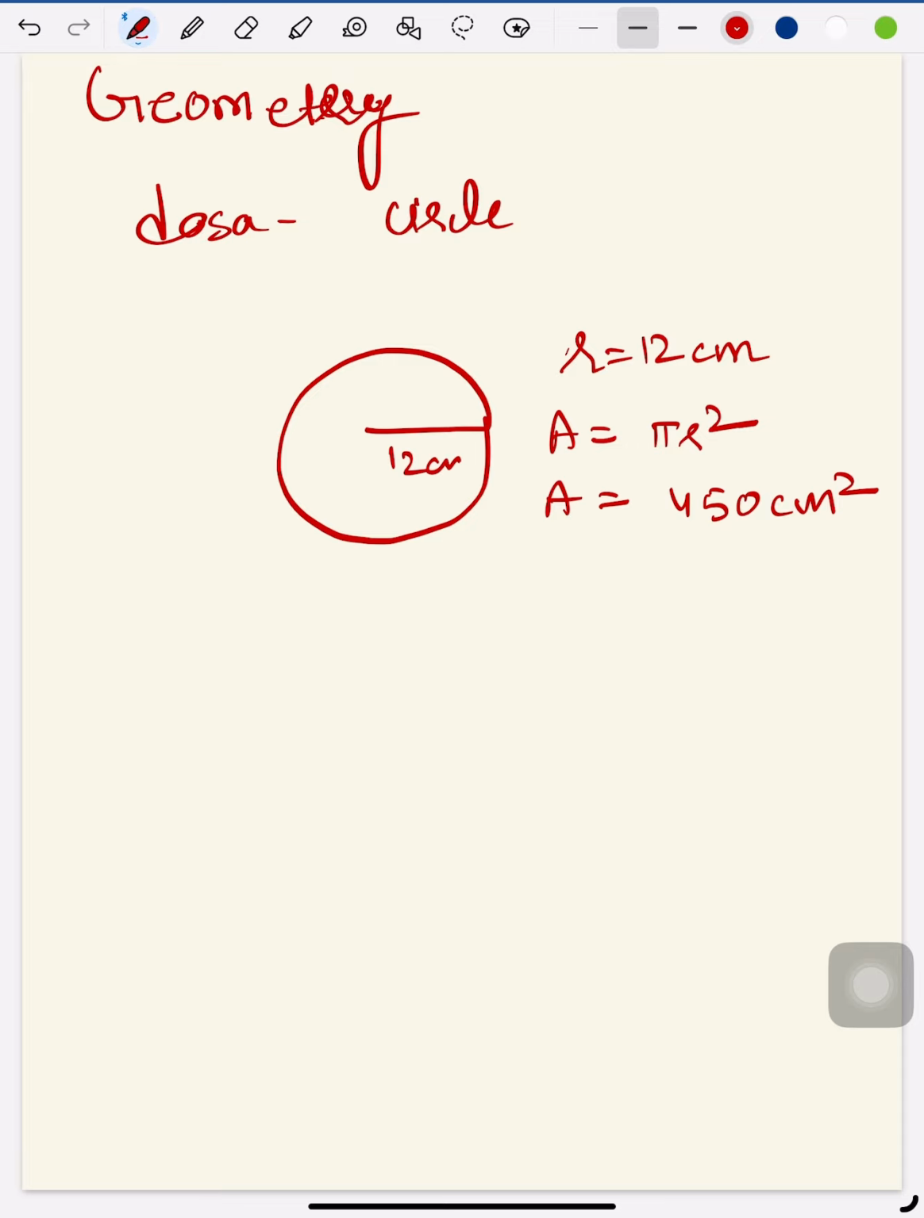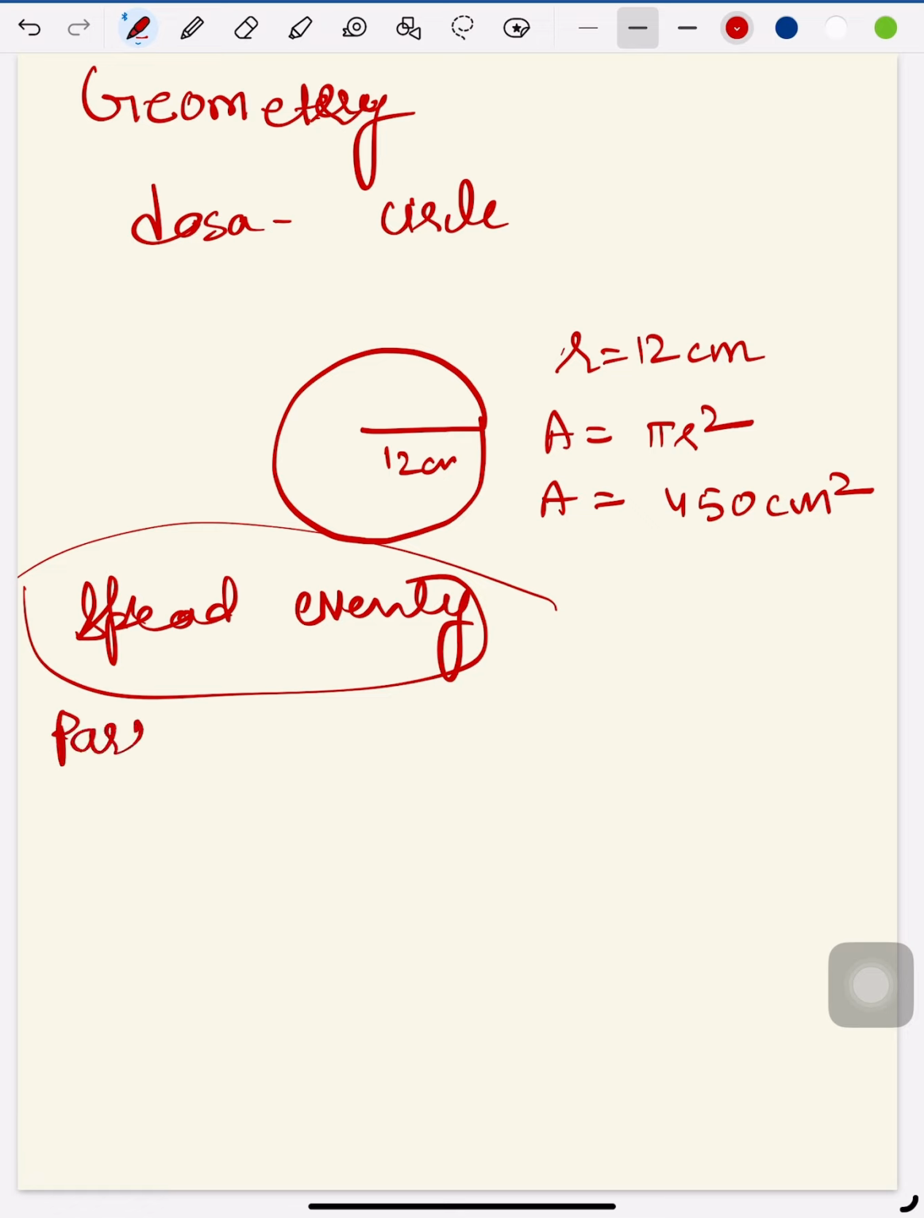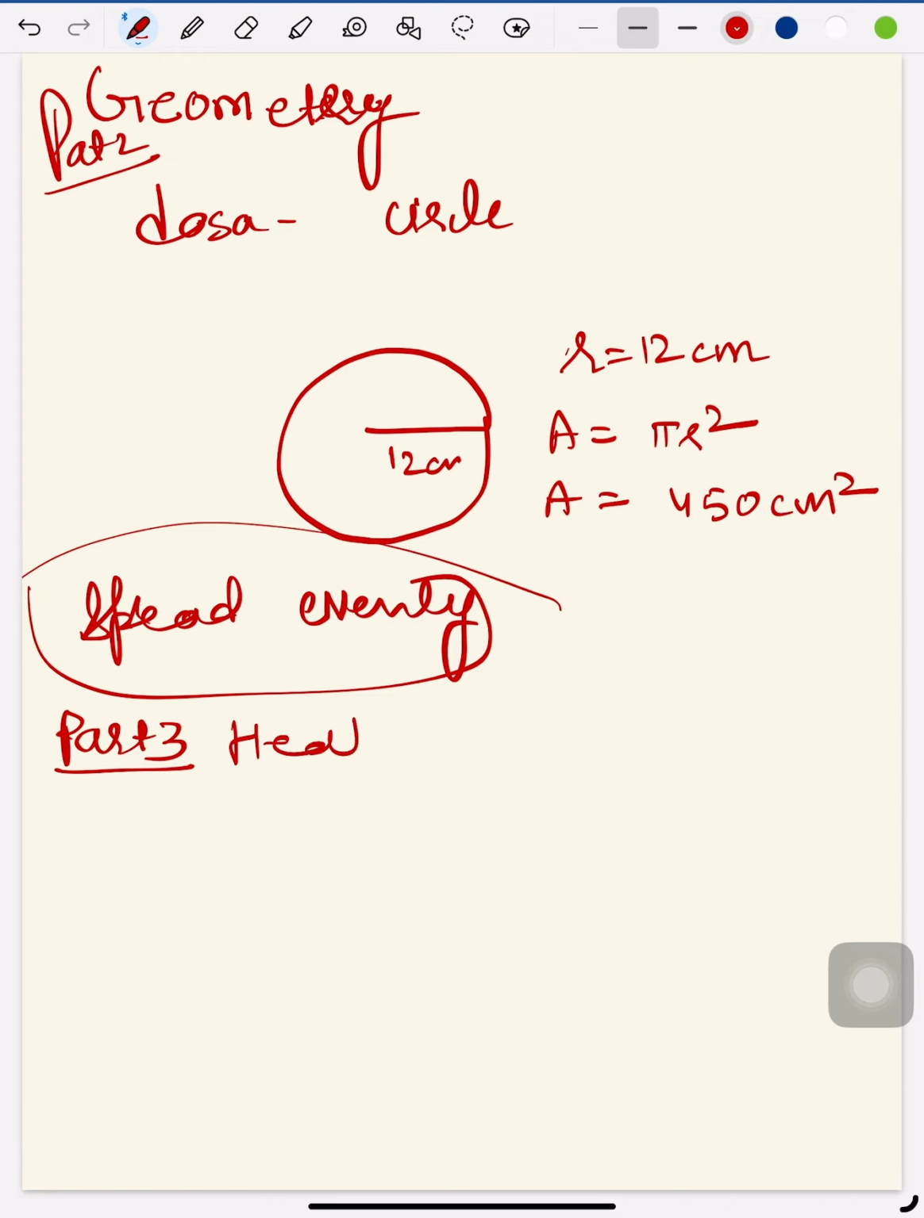And also remember, you have to spread the batter on the tawa evenly. So geometry helps you to spread it evenly, right? Okay. And this is part 2, geometry, and part 3 is heat and timing. Okay, the timing and heat.